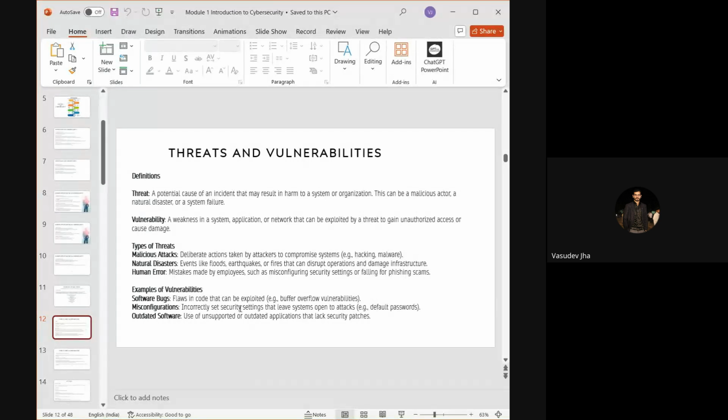Some examples of vulnerability are software bugs, flaws in code that can be exploited, or sometimes some kind of misconfigurations, or we are using outdated software. So these things are nothing but outdated software.